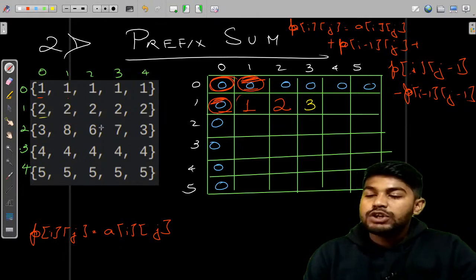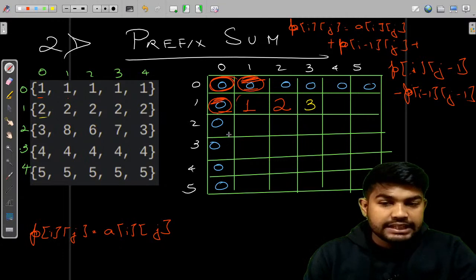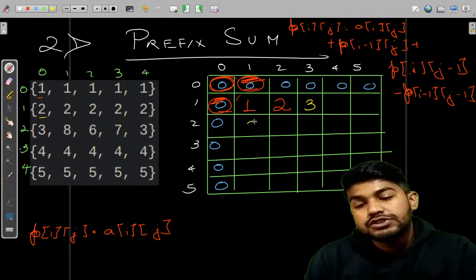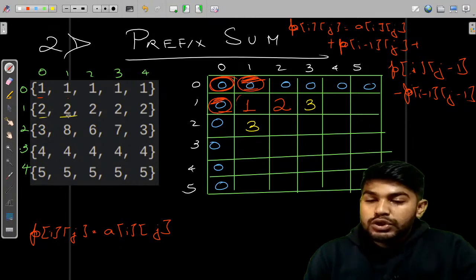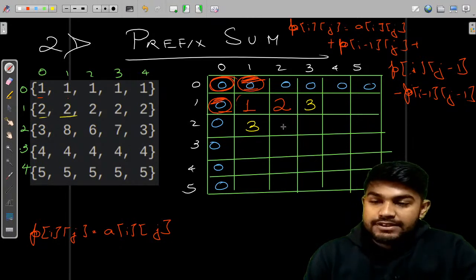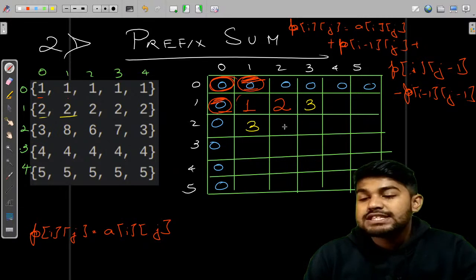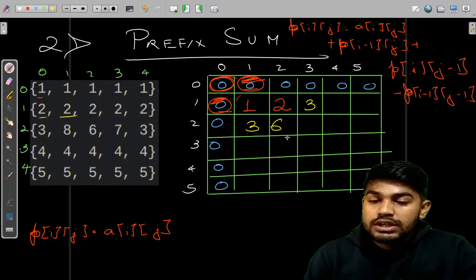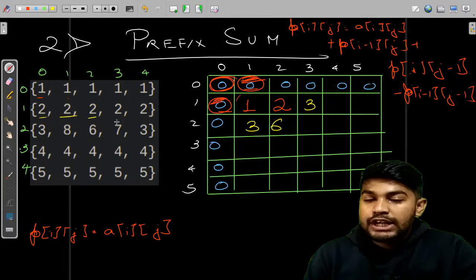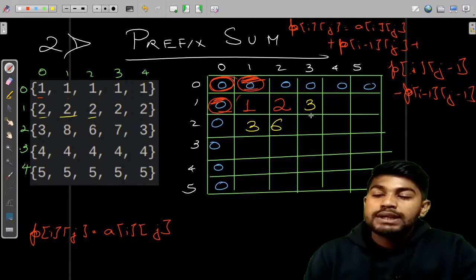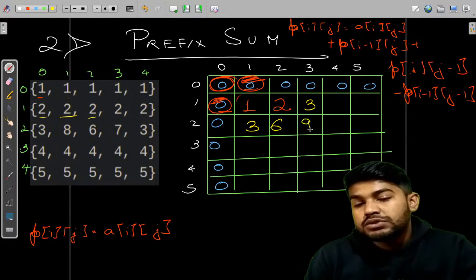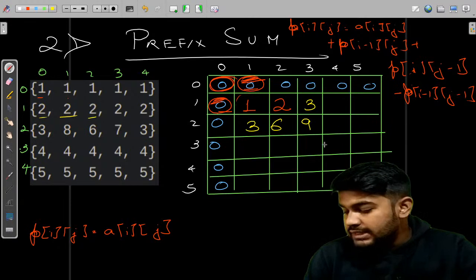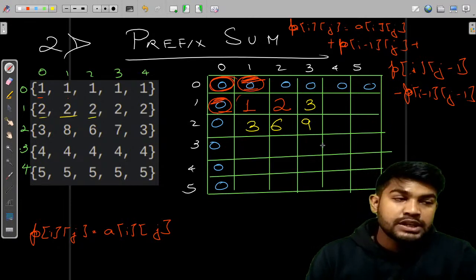So this value would be 2 plus 1, that is 3. 3 minus 0 is equal to 3, so this would be like this. Then this value, 2 plus 5 is equal to 7, 7 minus 1 is equal to 6 itself. Now this value, 2 plus 3 is equal to 5, 5 plus 6 is equal to 11, 11 minus 2 is equal to 9 itself. This is how you can fill the remaining values.